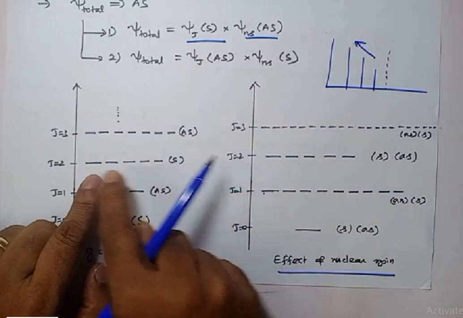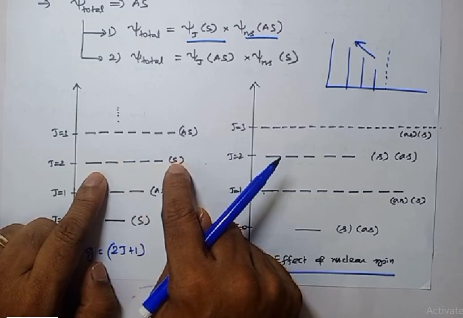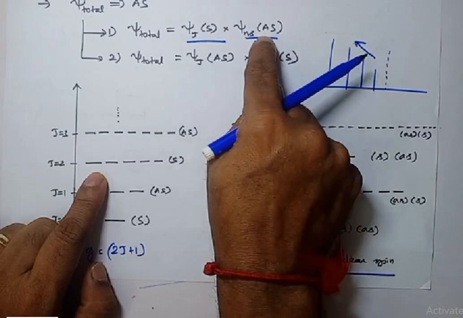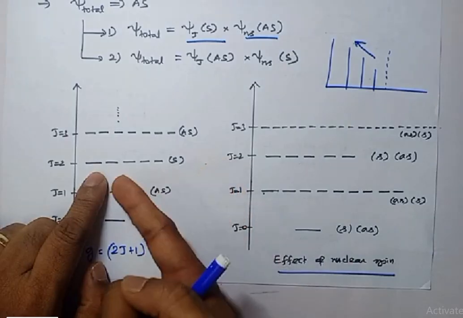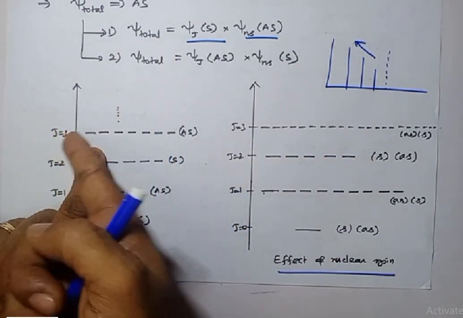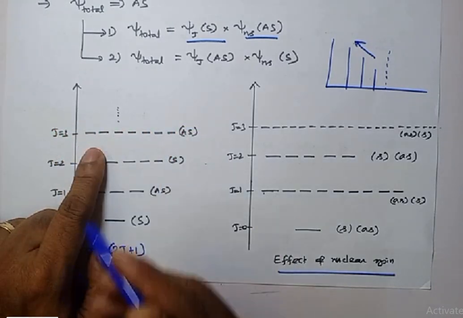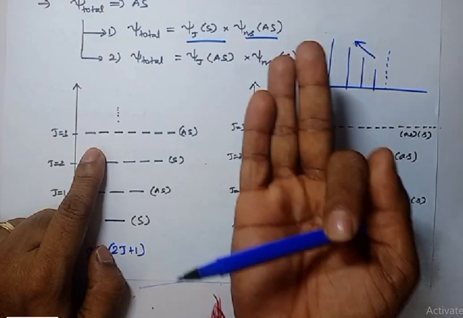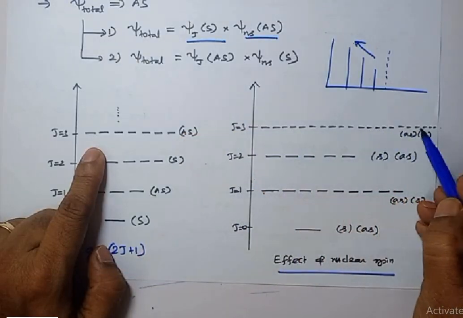Again, if you go to J equal to 2, J equal to 2 is an even number. Even number means symmetric. The symmetric rotational state combines with the antisymmetric nuclear spin state. The antisymmetric nuclear spin state is only 1. 1 into 5 is 5. Whereas if you come to J equal to 3, it is an odd number. The odd number rotational state is antisymmetric. Antisymmetric will combine with the symmetric nuclear spin state. Symmetric nuclear spin states we have 3. So 7 into 3 is 21. Yes, here we have 21 states.